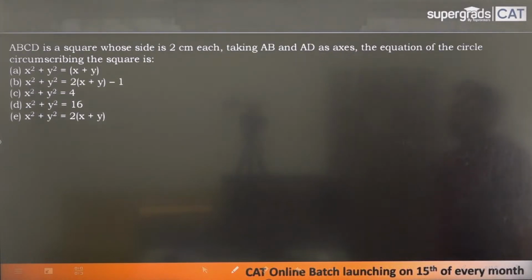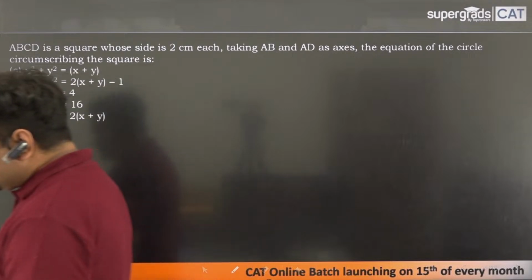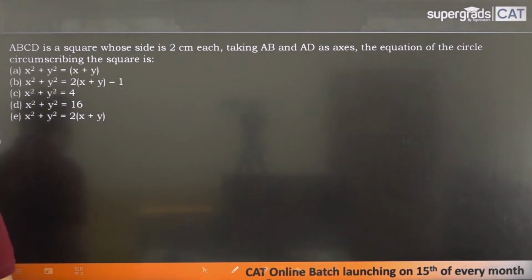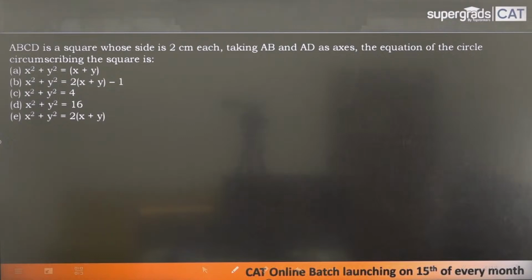Next one. ABCD is a square whose side is 2 centimeter each, taking AB and AD as axis. When they say axis, that means it's X and Y axis. The equation of the circle circumscribing the square is, we have five options. What does circumscribe mean? The circle will be lying outside the square and touching the vertices of the square.